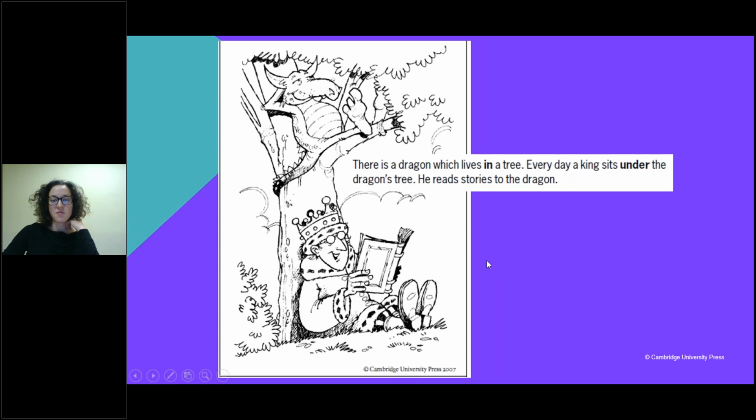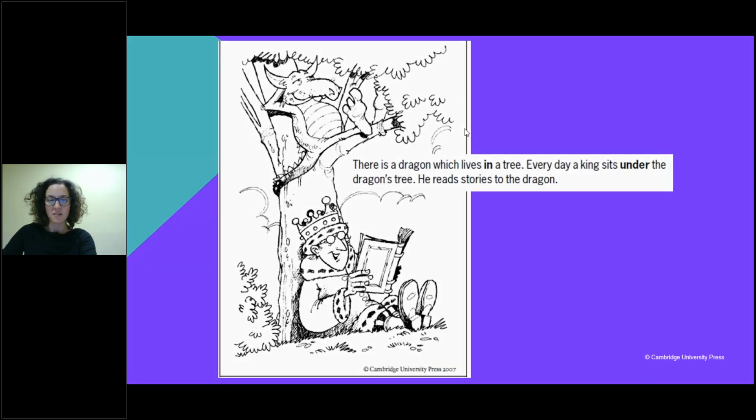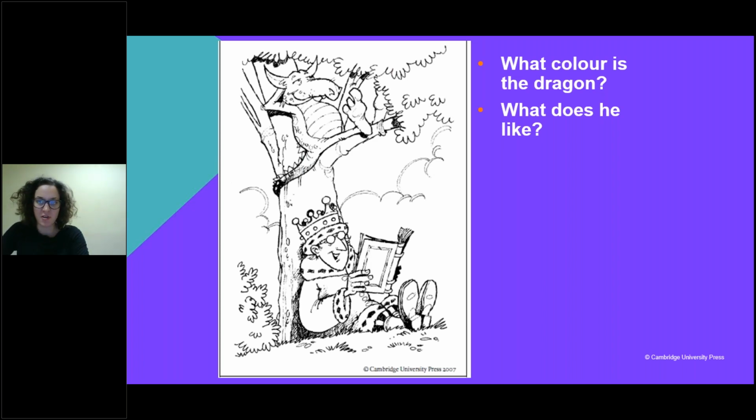So there is a dragon. You don't tell them the whole story at once. You ask them different questions, like here. What color is the dragon? What does he like? Depending on the level of the students, you can ask different questions. If these are more advanced, or teenagers, or even young adults, you can ask them, what is the dragon thinking about, and so on.